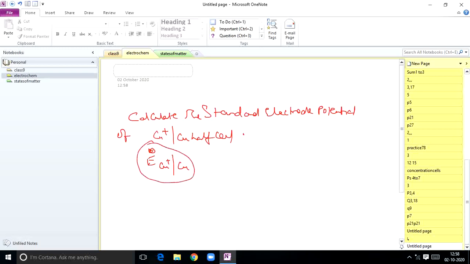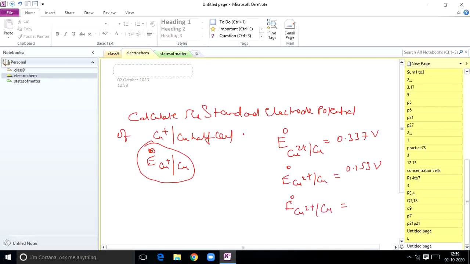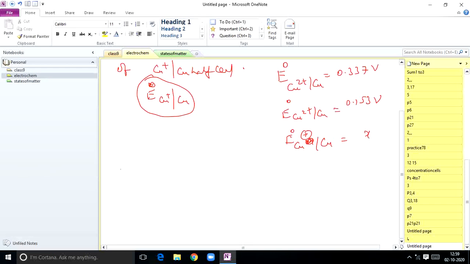So this value I want, electrode potential, and it is given that the E naught value of standard reduction potential of Cu2 plus to Cu is given as 0.337 volts, and the standard reduction potential value of Cu2 plus to Cu plus is given as 0.153 volts. Now he is asking us to calculate the standard reduction potential value of Cu plus to Cu. So how much is X? Now how can you do this, students? So three redox reactions you have to write.